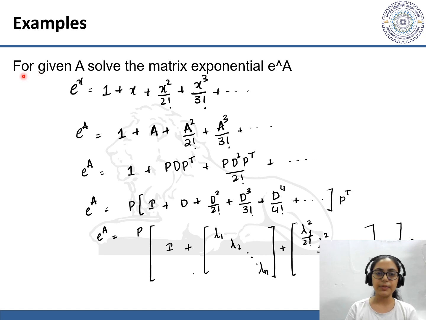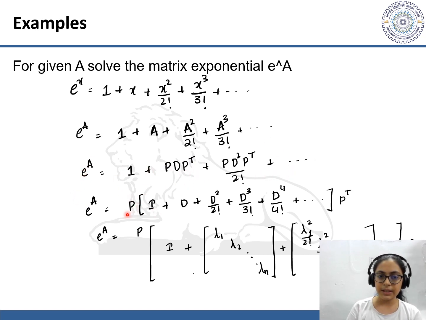Take another example. For a given A, solve the matrix exponential e power A. We know that e power x is equal to 1 plus x plus x squared by 2 factorial and so on. e power A, in the same sense, would be 1 plus A plus A squared by 2 factorial plus so on. Calculating this is not as efficient as doing this. Therefore, we write A as PDP transpose, then e power A would be transformed into this.